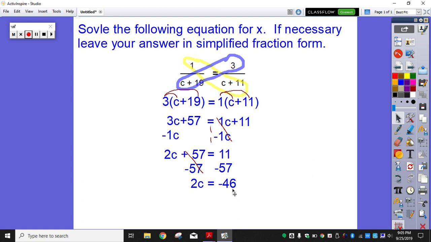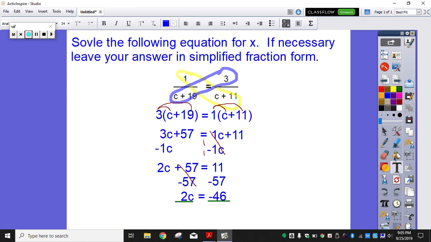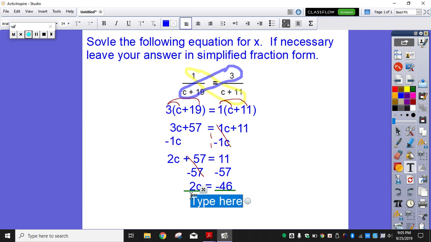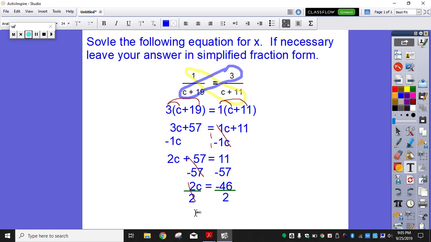At this point, I now just have a one-step equation. It's 2 times c, and I want to isolate the variable, so I need to undo the multiplication. The way I undo the multiplication is use the inverse operation, which is division. And what we've learned is division is just a fraction. So what I create is a fraction with the 2 on the bottom, but whatever I do on one side, gotta do to the other. On the left side, 2 divided by 2 is just 1, and 1 times c is just c.